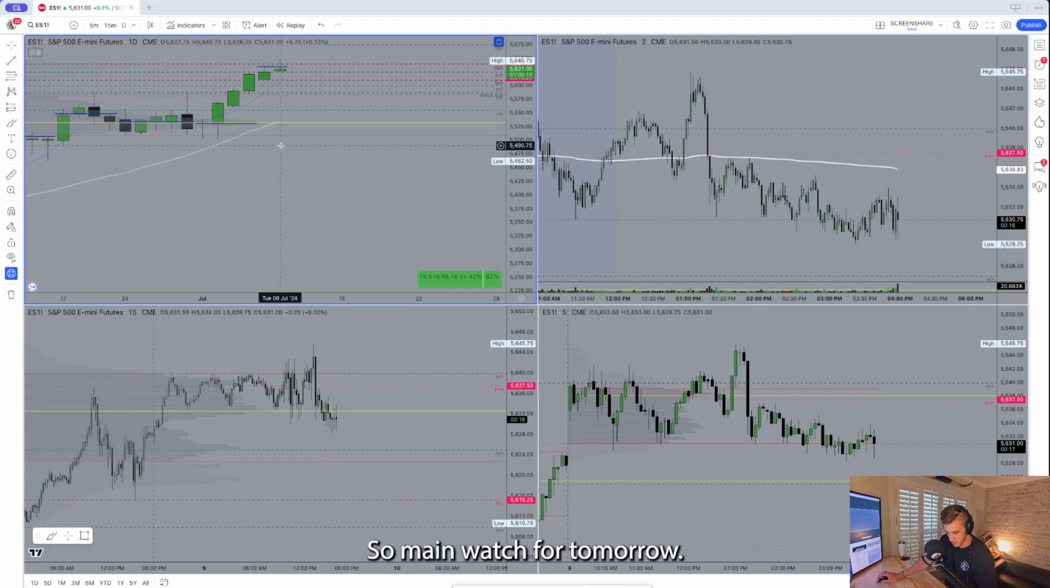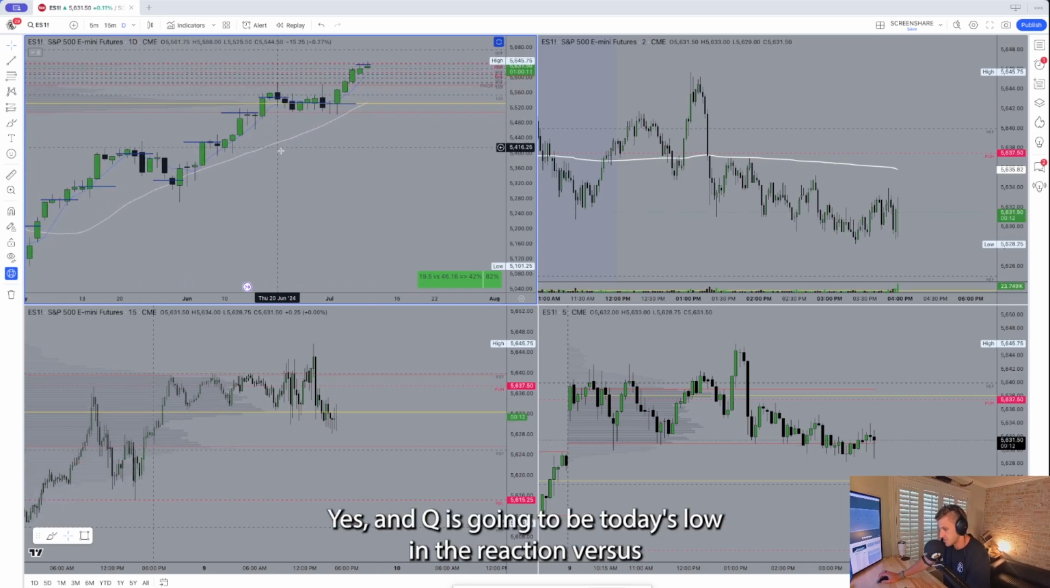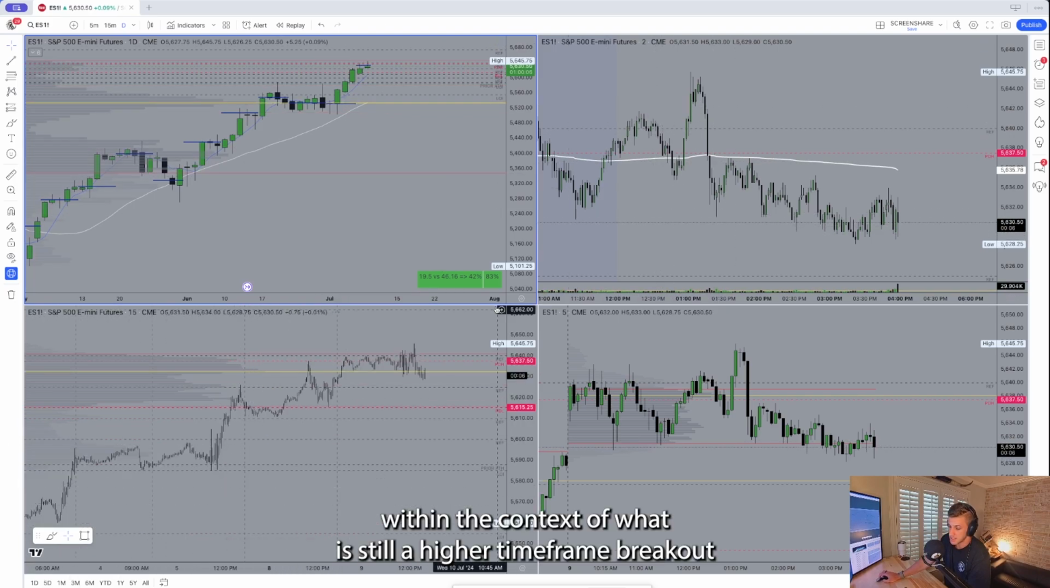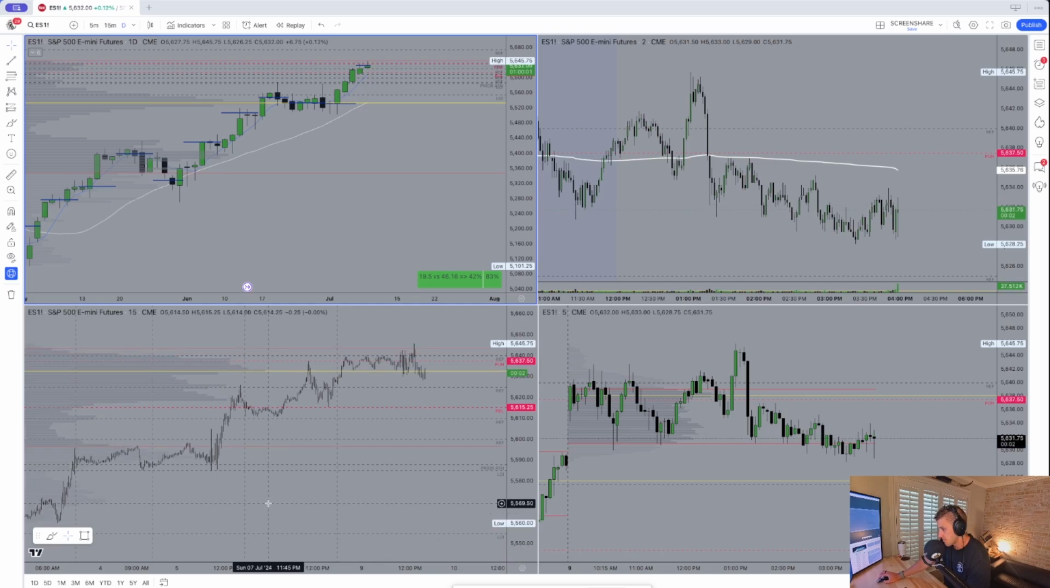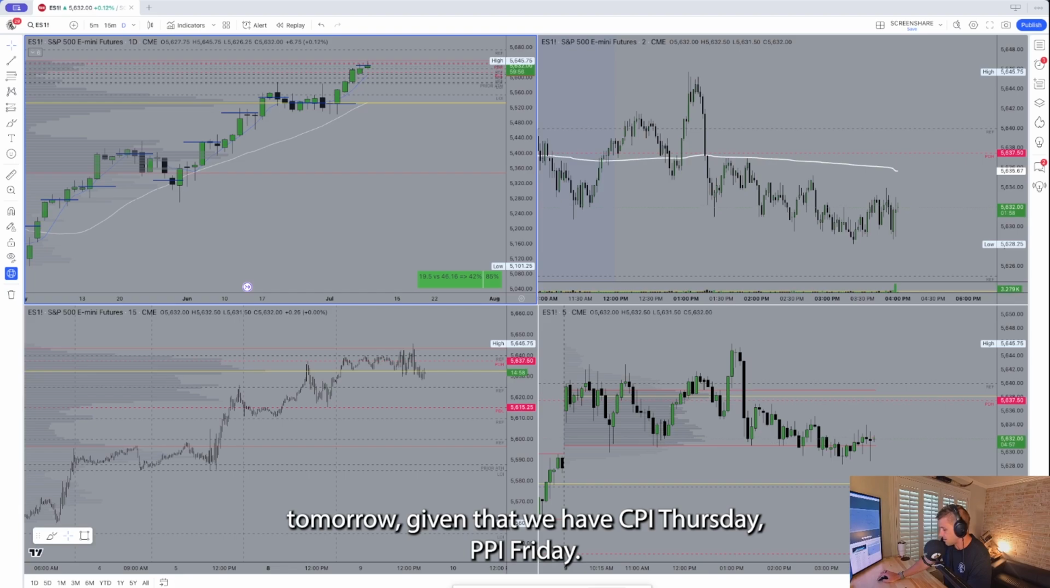So main watch for tomorrow, ES and NQ, is going to be today's low and the reaction versus today's low, seeing if sellers are able to materialize within the context of what is still a higher time frame breakout. Could definitely still be a slower session tomorrow, given that we have CPI Thursday, PPI Friday.